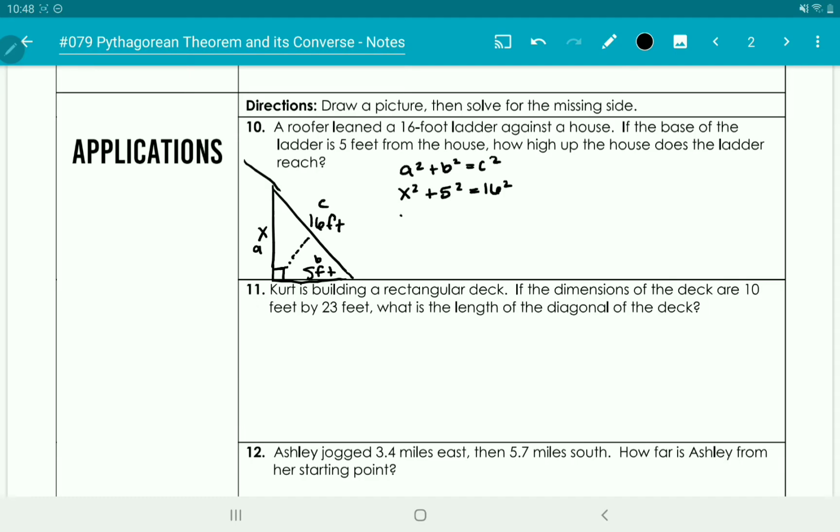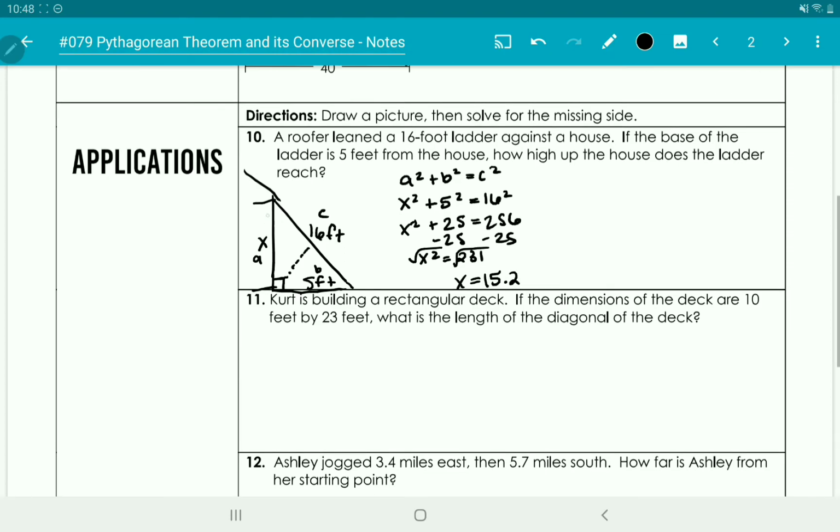Okay, so now we can go ahead and multiply these out. 5 times 5 is 25. 16 times 16 is 256. We'll subtract 25 from the other side, giving me that x squared is equal to 231. Then we'll take the square root of both sides to give us that x is equal to 15.2. Okay, so we know that from here to here is 15.2, but again, it says it in feet, so we need to answer it in feet. 15.2 feet. Make sure you put your unit on, because it's 15.2 feet up the house.